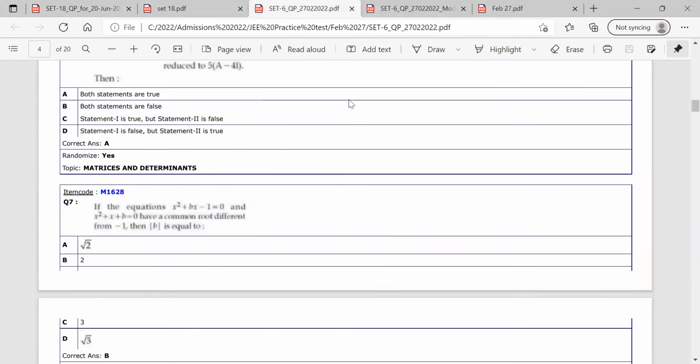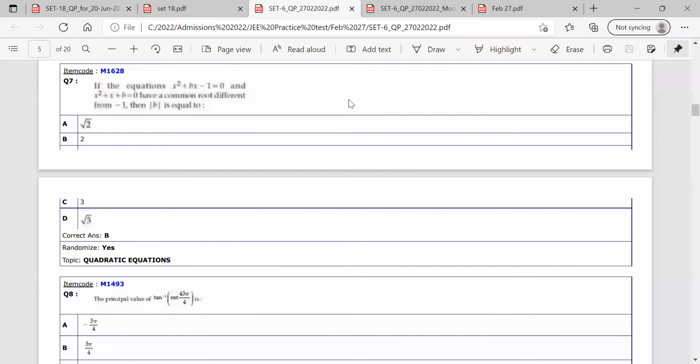Now we'll move on to the 7th question. Here, if the equations x square plus bx minus 1 equal to 0 and x square plus x plus b equal to 0 have a common root different from minus 1, then mod b is equal to. In the question, they have given two equations, x square plus bx minus 1 equal to 0 and x square plus x plus b equal to 0. It is also given that they have a common root which is different from -1. Then mod b is equal to.